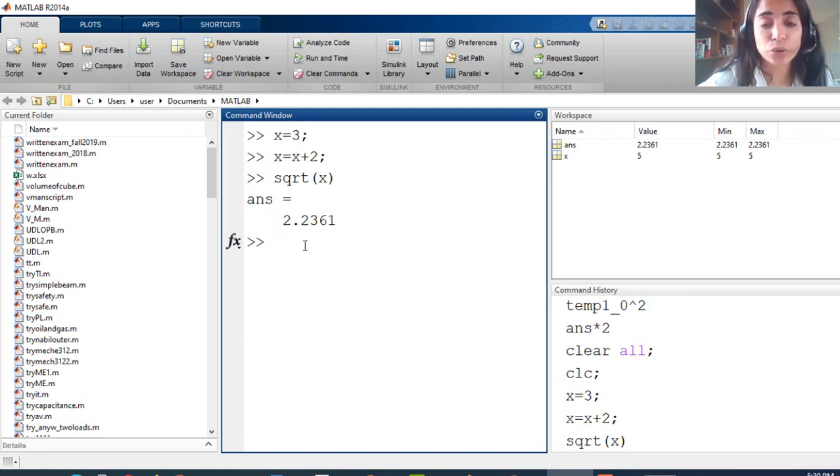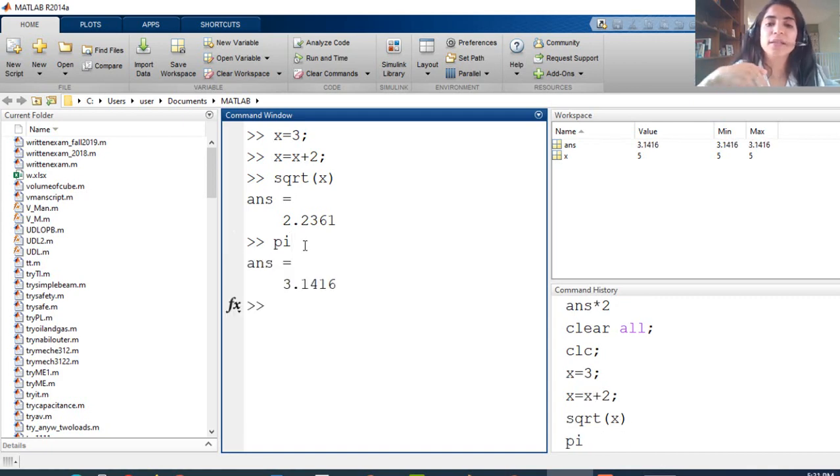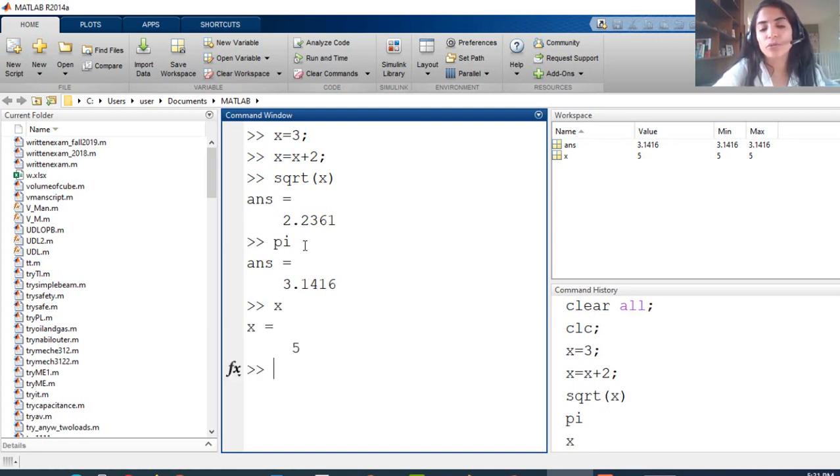And also, guys, you should know that inside Matlab there are some predefined constants that we can use, like pi. If I put pi and then click enter, this means that I'm urging Matlab to give me the value of pi. Like, for example, I can put x with an enter, so x is equal to 5. Now, pi is defined in Matlab, and it is equal to 3.1416.